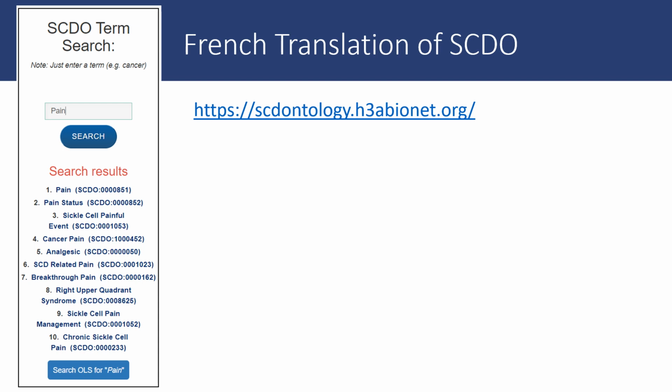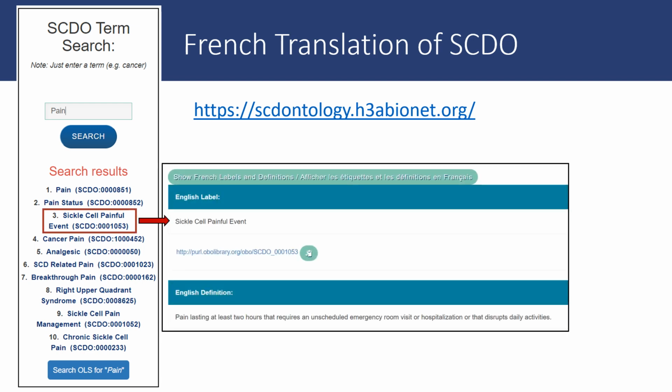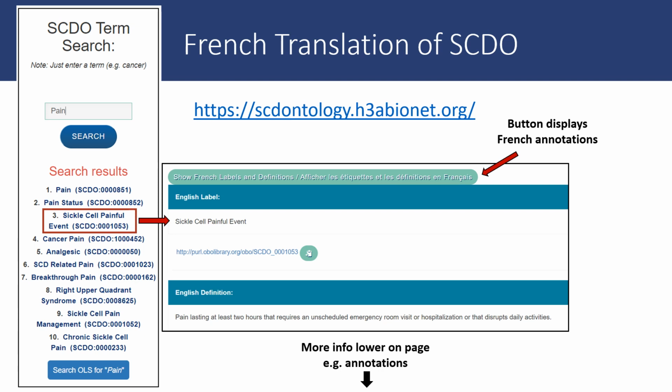For example, here I typed in pain and got a list of the 10 best matching terms. If I click on a term, it opens that term's static page. You can see the English label and definition, and there is more information further down on the page. What's different from the content displayed here compared to the ontology repositories is that there is a button for displaying the French annotations of a term.